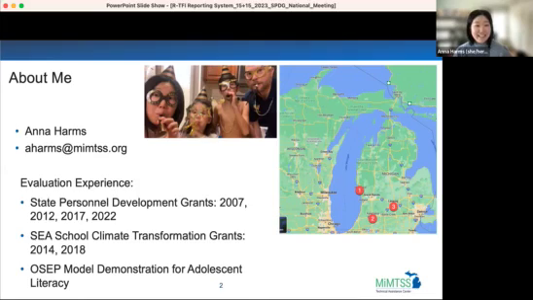and connected to that. So in the SPDG community, I feel most connected to the evaluators network. I feel like the evaluators for SPDG are really a strong community. And so through that, I've had a bunch of evaluation experience with 4 SPDGs now that we've had in Michigan, but also bring some experience around some School Climate Transformation Grant, SEA evaluation, and some OSEP Model Demonstration Grants. So just a little bit about me.